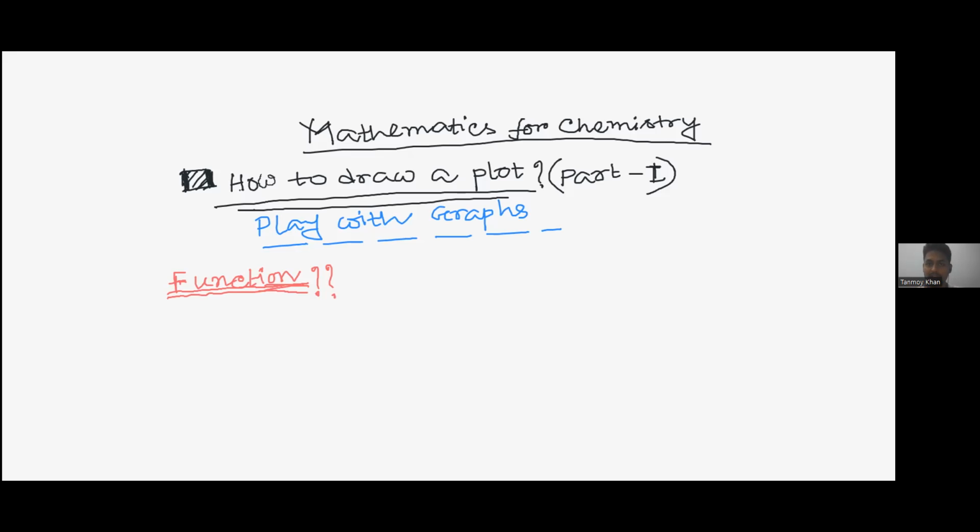Because in chemistry, you will invariably come across some equation, and you will be asked how one of the parameters varies with the other. So the best way to understand it is always to draw the plot of dependency. How one can draw it is my subject for today.